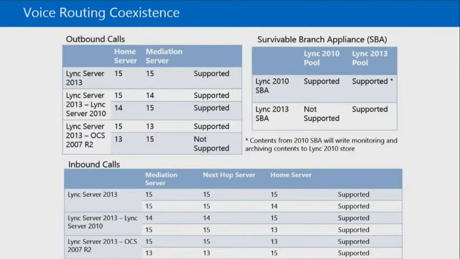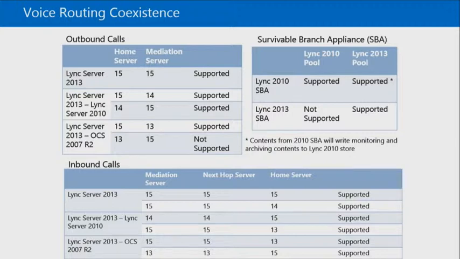From a voice route coexistence support standpoint, this is a table you should reference and look at if you're coexisting with OCS R2 or Lync 2010, because there are some small places here where things won't work and aren't supported. But in general, it's really nice to see that the majority of things on here are supported from a mediation server perspective. SBA 2013, connect it to a 2010 pool. Right. Wow. But why would we have a 2013 SBA if we still had a 2010 pool? Anyway. You can't associate it to a 2010 pool. You can associate it to a 2013 pool.